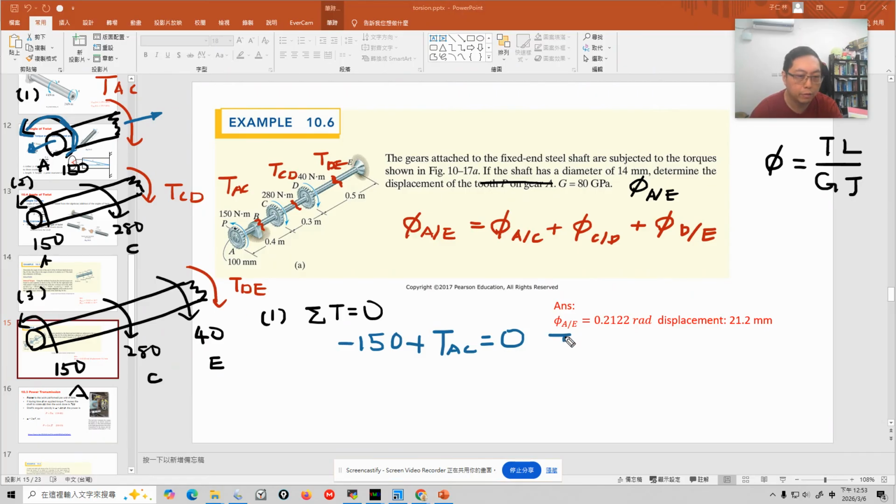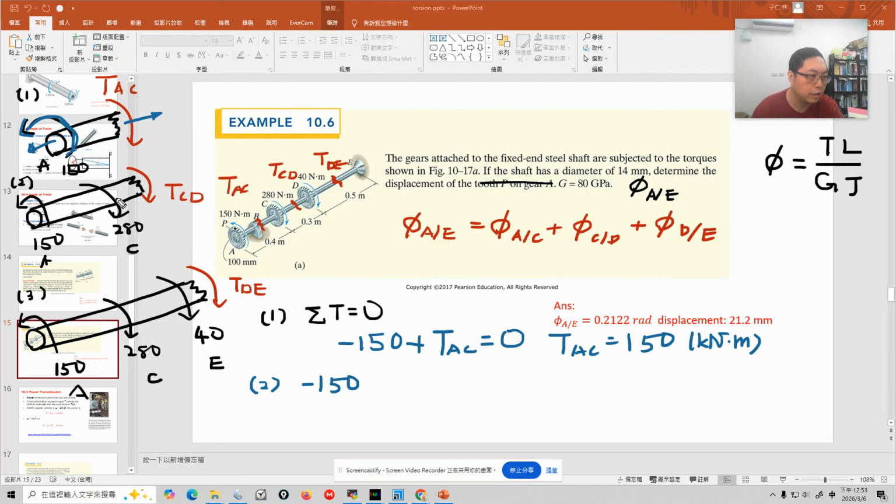Okay, and then you can obtain the TAC is equal to 150. Don't forget the unit. The unit is kilonewton times meter. Okay, the first and the second one, we already know the torque at A is minus, its sign is minus. Okay, what about the torque at C?